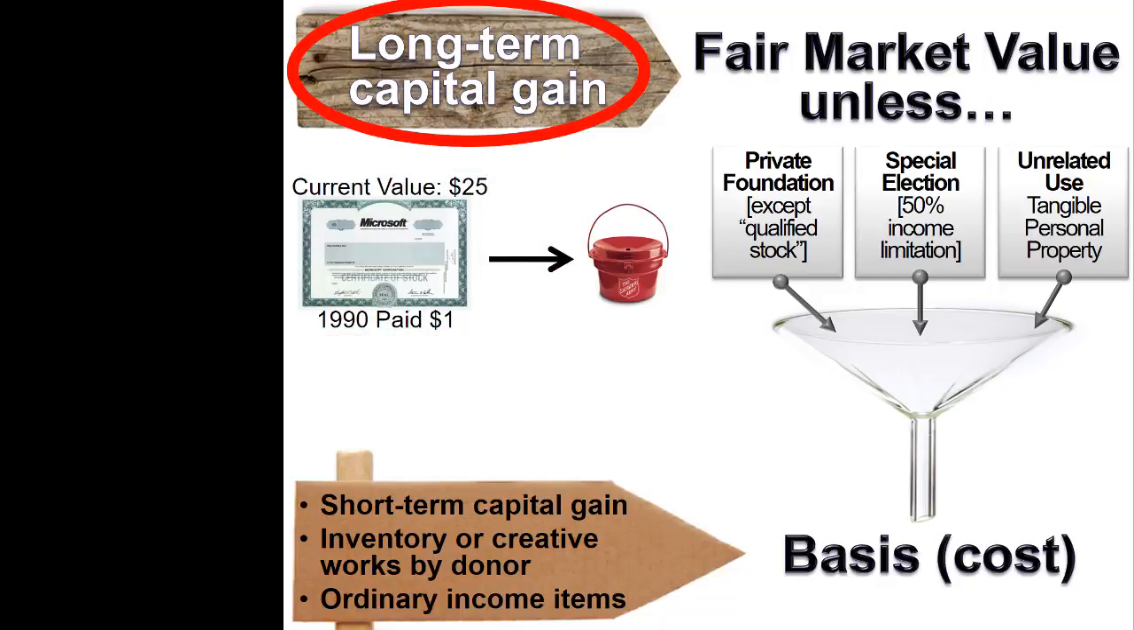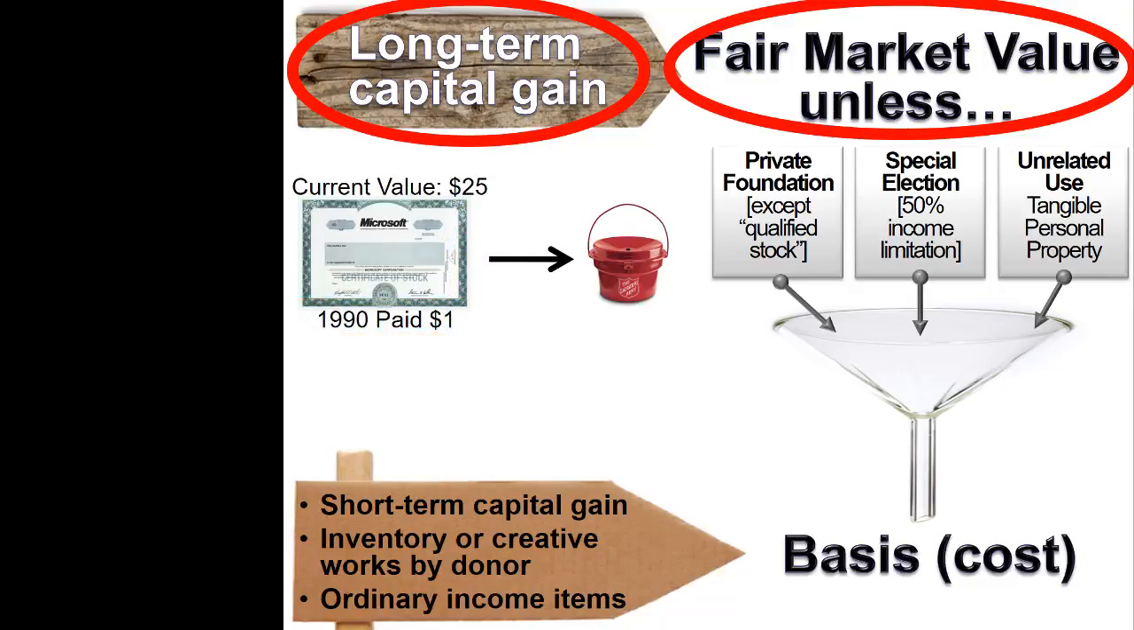Notice that the stock is long-term capital gain property. Why? First, it has gone up in value, therefore it is gain property. Second, the donor has owned it since 1990. This means he has owned it for more than 12 months, and therefore it is long-term capital gain property. Because it is long-term capital gain property, this means that the donor can deduct its fair market value, in this case $25, unless one of the three exceptions applies.